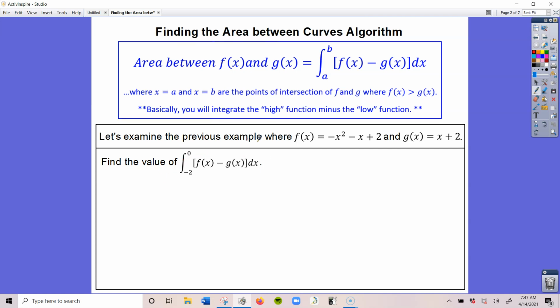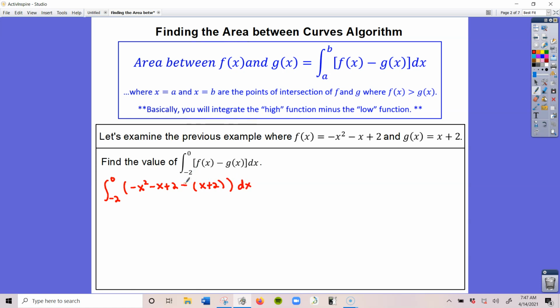So here, this is the same example that we had before that we were working with. So now we're going to test this out. So we're integrating from -2 to 0 of f of x minus g of x. So -2 to 0 of f of x, which is -x squared minus x plus 2, minus g of x, which is x plus 2.